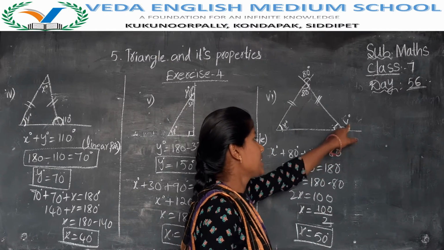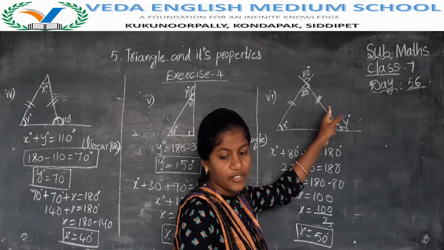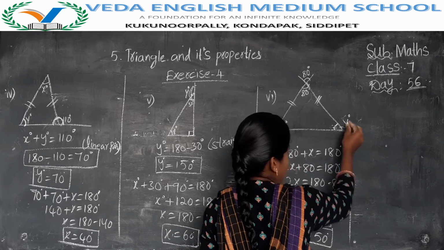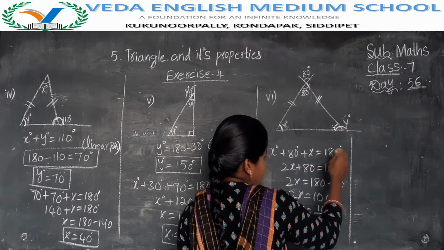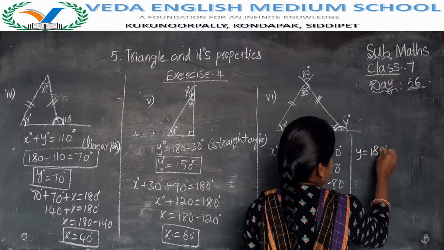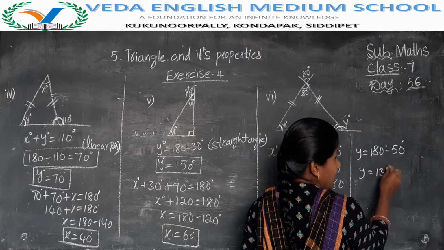Y is the exterior angle of a triangle, which is the sum of the two opposite interior angles. So y is equal, otherwise we find like this. Y should be 180 but we have only 50. So y is equal to 180 minus 50. Y is equal to 130 degrees.